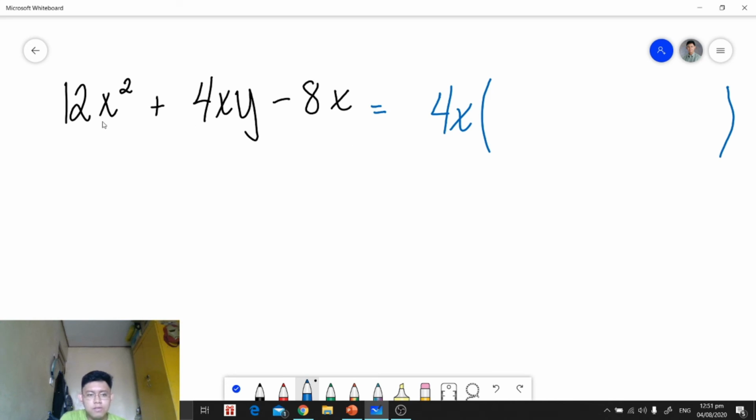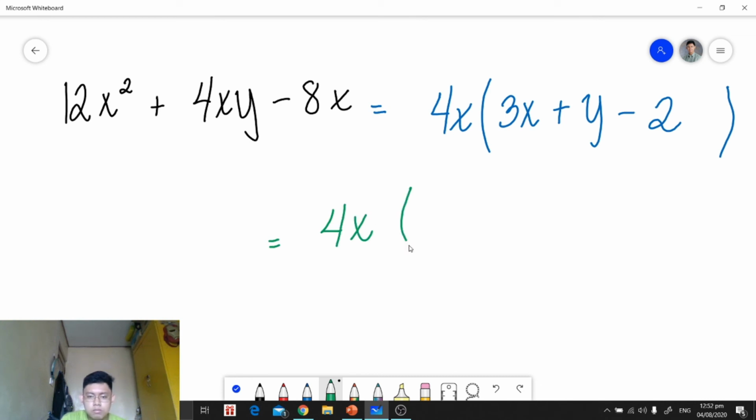So 12x squared divided by 4x, we will have 3x. Positive 4xy divided by 4x, that will be positive y. And negative 8x divided by 4x, it will be equal to negative 2. And our final answer will be 4x times the quantity 3x plus y minus 2.